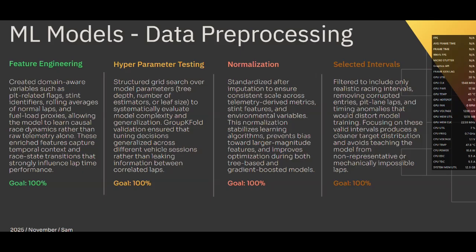In terms of the machine learning models, the data preprocessing step was huge. There was feature engineering, like creating my own columns, such as the last 3 rolling averages. Hyperparameter testing had like 1,000 combinations to use: number of trees, leaf size, max features, min sample split, max depth. Normalization, for example, whether to use standard or robust scaling, or fill missing values using the mean versus the mode. And selected intervals: there were a lot of outliers. Some of the data included lap times of less than a second, which is just impossible, or lap times of 600 seconds, which is just weird. So I had to select intervals for each track model.